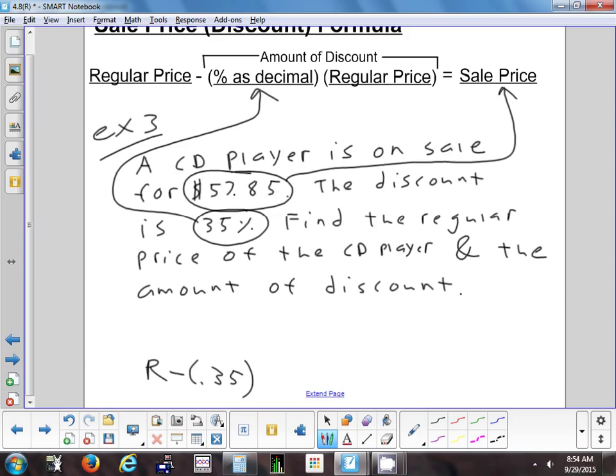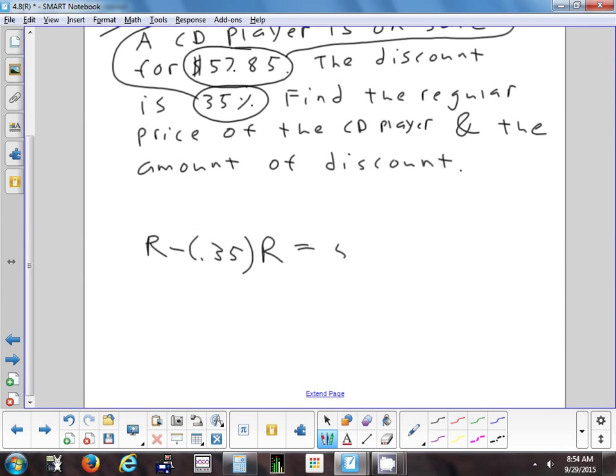Okay, what's going to come after the 0.35? We've already used it once. We've seen this a lot. It comes up again. Zach? Yeah, we're going to need another R. Equals, and the very last thing is my sale price. Okay, what's the sale price here, Ariane? $57.85.